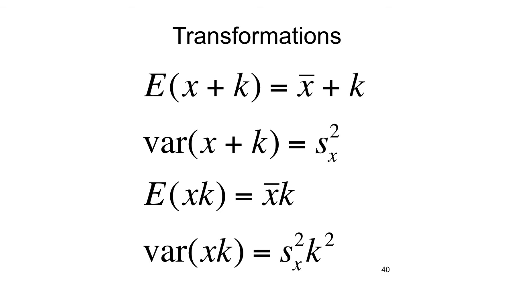The expected value, first of all, of x is x bar. X is a variable. So the expected value of x, if we sample x an infinite number of times, what should we get? We should get the average. Does that make sense? We expect to get the average over an infinite number of times sampled.